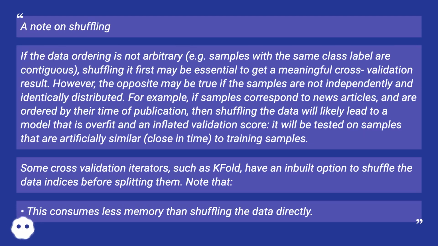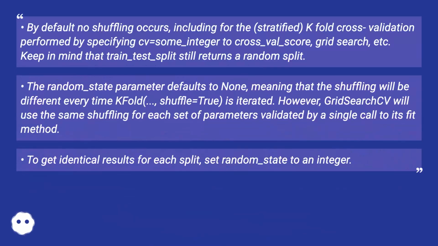Some cross-validation iterators, such as KFold, have an inbuilt option to shuffle the data indices before splitting them. Note that this consumes less memory than shuffling the data directly. By default, no shuffling occurs, including for the StratifiedKFold cross-validation performed by specifying CV equals some integer to cross_val_score, grid search, etc. Keep in mind that train_test_split still returns a random split. The random_state parameter defaults to none, meaning that the shuffling will be different every time KFold shuffle equals true is iterated. However, grid search CV will use the same shuffling for each set of parameters validated by a single call to its fit method. To get identical results for each split, set random_state to an integer.